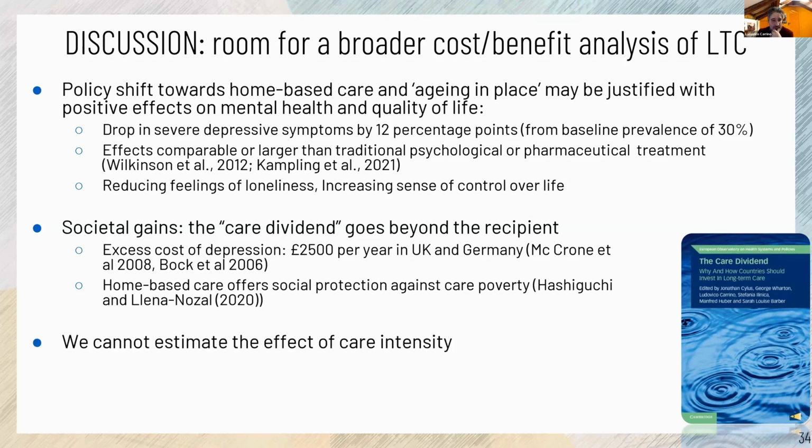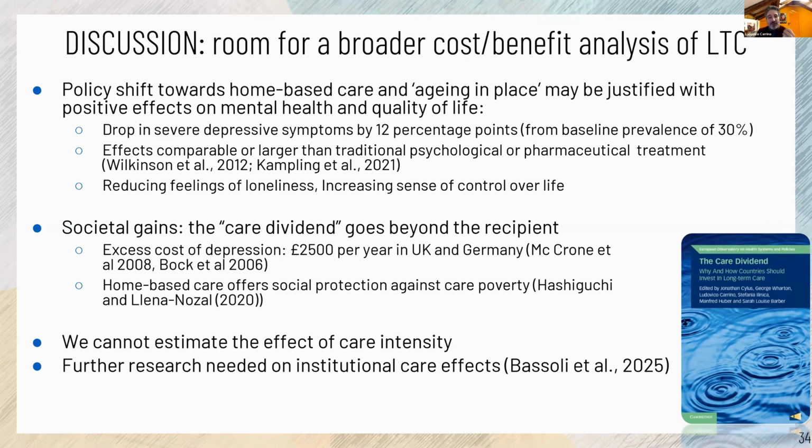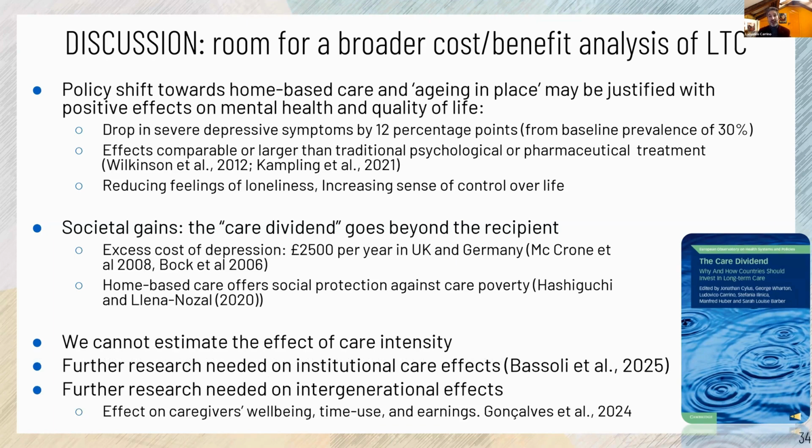There are limitations with the study. We cannot estimate the effect of care intensity. We only estimate the effect of receiving care versus not receiving care. We need further research on the quality of institutional care, not just home care, and for sure, better research on the intergenerational effect. Essentially, what consequences does my result have on other generations? For example, the offspring of these people.